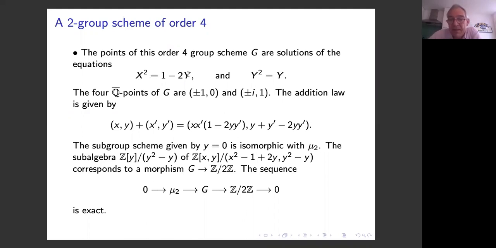And this is an example of a group scheme of order 4. If you put y equal to 0, you get the formula x squared is 1, and then you recover a subgroup scheme, which is isomorphic to the roots of unity, mu2. So mu2 is a subgroup scheme, and in fact you can compute its quotient, which is Z modulo 2.